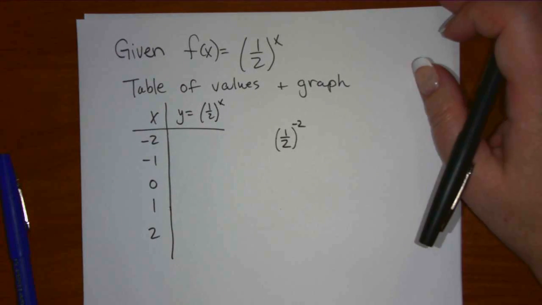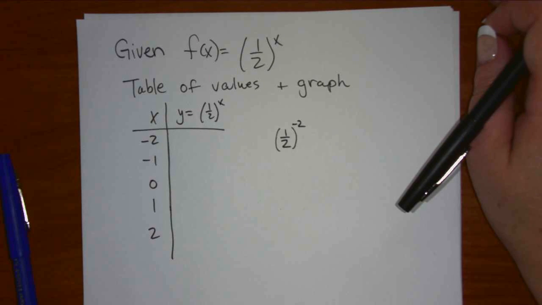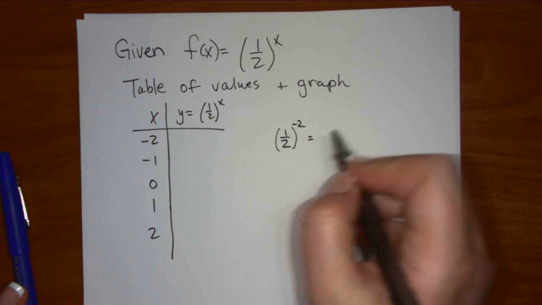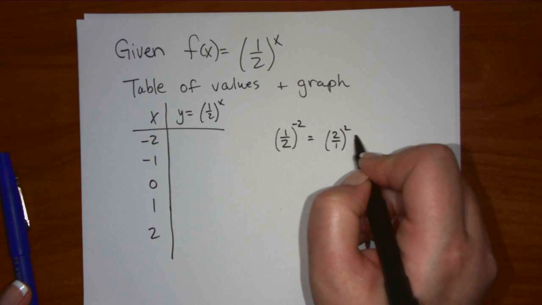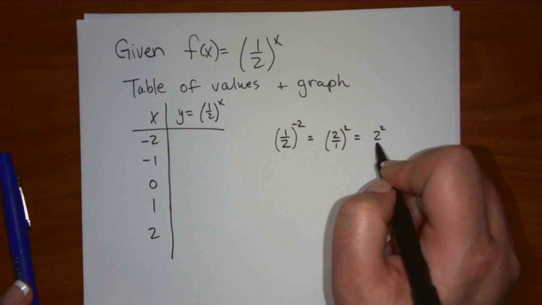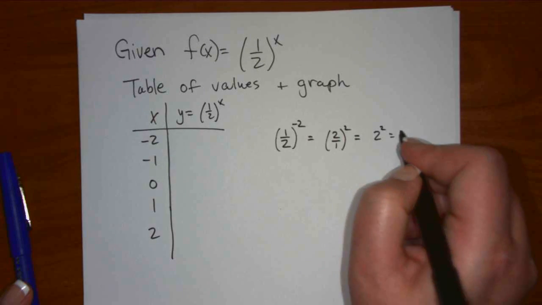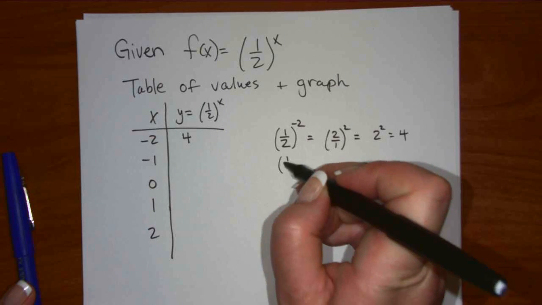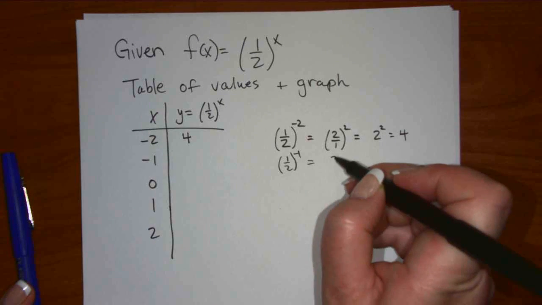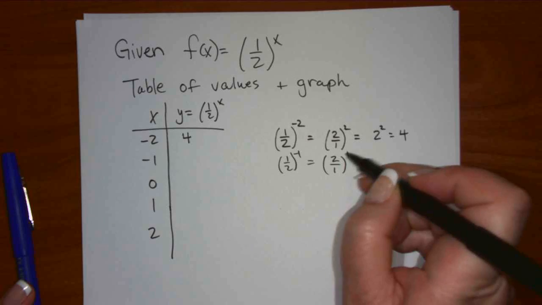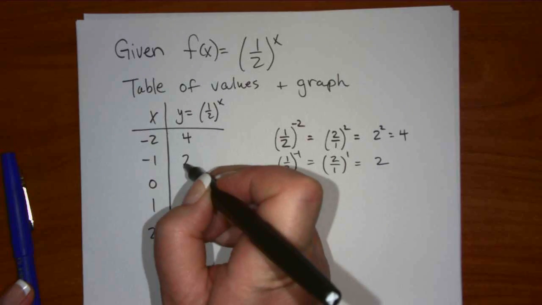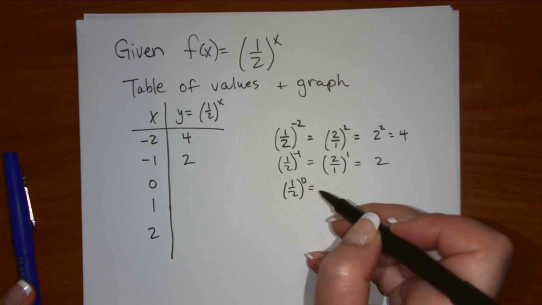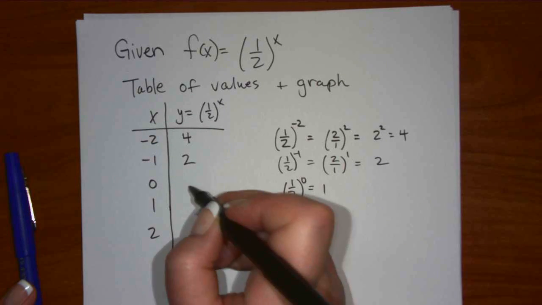And we're going to plug them into 1/2 to the power x. So 1/2 to the -2. What does a negative exponent do to a fraction? Flips it. So this will be 2 over 1 to the power 2. 2 over 1 is just 2. 2 squared is 4. 1/2 to the -1. Flips it, makes the exponent positive, and that's just a 2. 1/2 to the 0. Just 1, anything to the 0 power is 1.